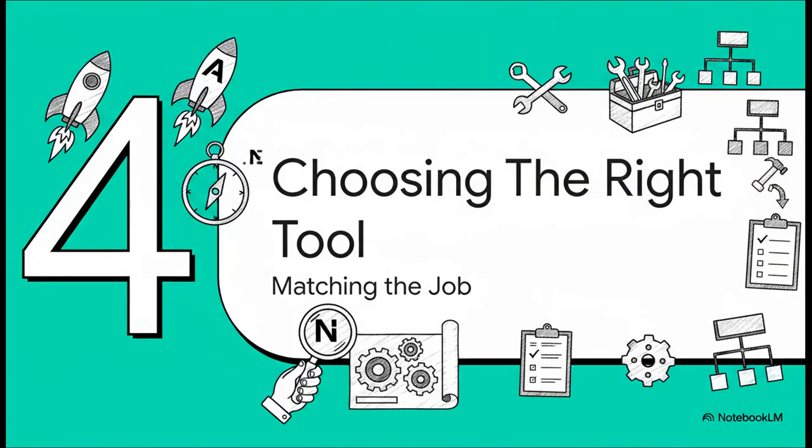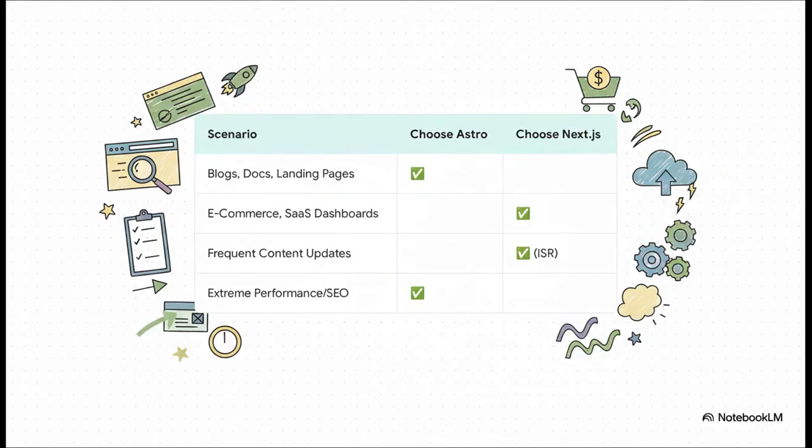So we've looked at performance, we've talked about the developer experience. Now we get to the most important part. How do you choose the right tool for your job? This table pretty much sums it up. If you're building a blog, a documentation site, a portfolio, a landing page, anything where top-tier performance and SEO are the most important things, Astro is the clear winner.